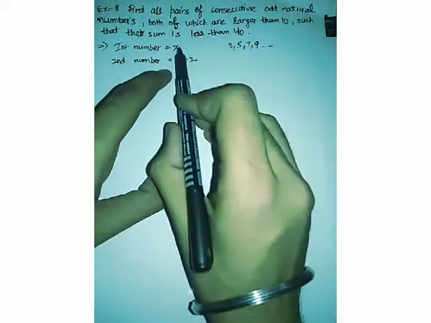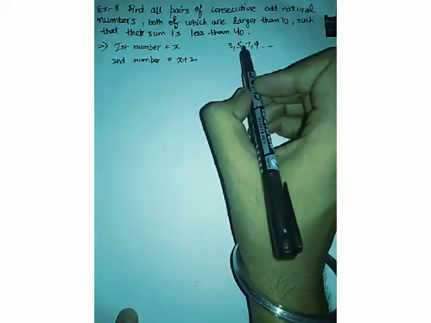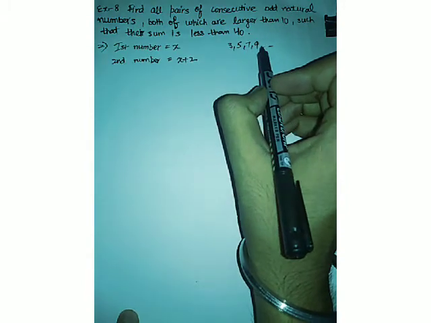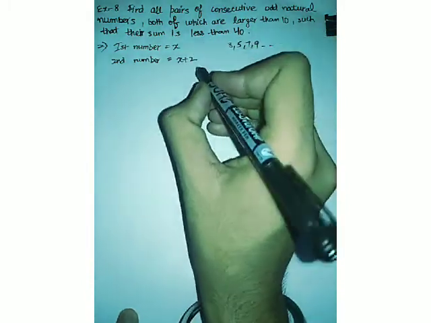How? Because when we add 2 to an odd number, we get the next odd number. Then if we add 2 again, we get the next odd number, then again the next one, because 3 plus 2 is 5, 5 plus 2 is 7, 7 plus 2 is 9. That is why one number will be x and the second number will be x plus 2.